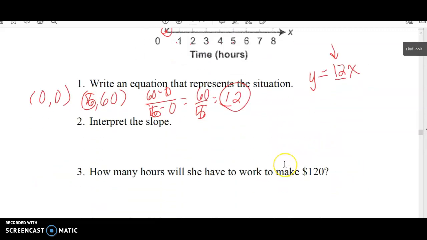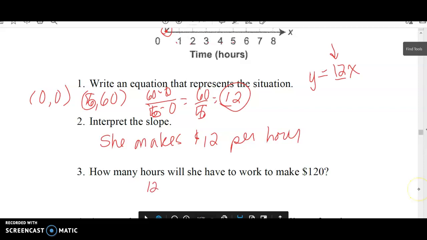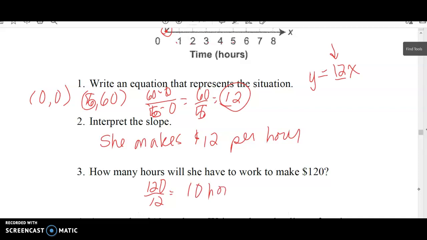Okay. Interpret your slope. When it says to interpret the slope, what that means is, what does the slope mean in terms of the problem? In this problem, what that means is she makes $12 per hour. So for every hour she works, it's $12. So how many hours is she going to have to work to get $120? Well, if she makes $12 per hour, 120 divided by 12, it's going to give you 10 hours of work.